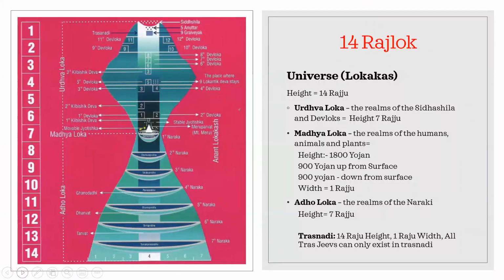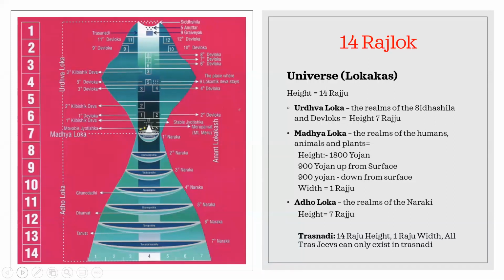So, I think we all know the basic structure of the Chaud Rajlok. We know the Chaud Rajlok is divided into 3 sections. There is Urdhvalok, that is 7 Rajju in height. Then there is Madhyalok, that is 1800 yojans in height. This Madhyalok is also known as Tirchalok, and it extends 900 yojans above the Swayambhutal Bhumi and 900 yojans below the Swayambhutal Bhumi. And then the last section is Adholok, and Adholok is also 7 Rajju in height.